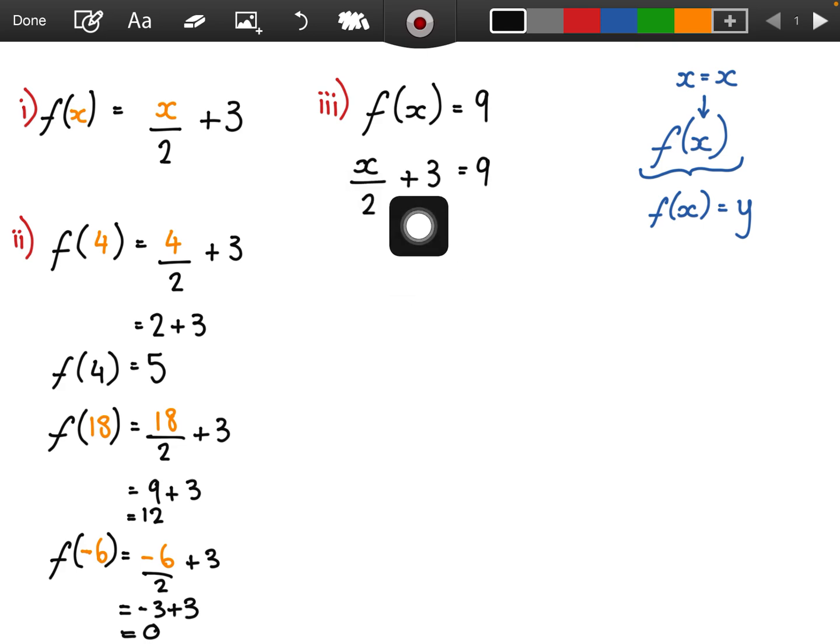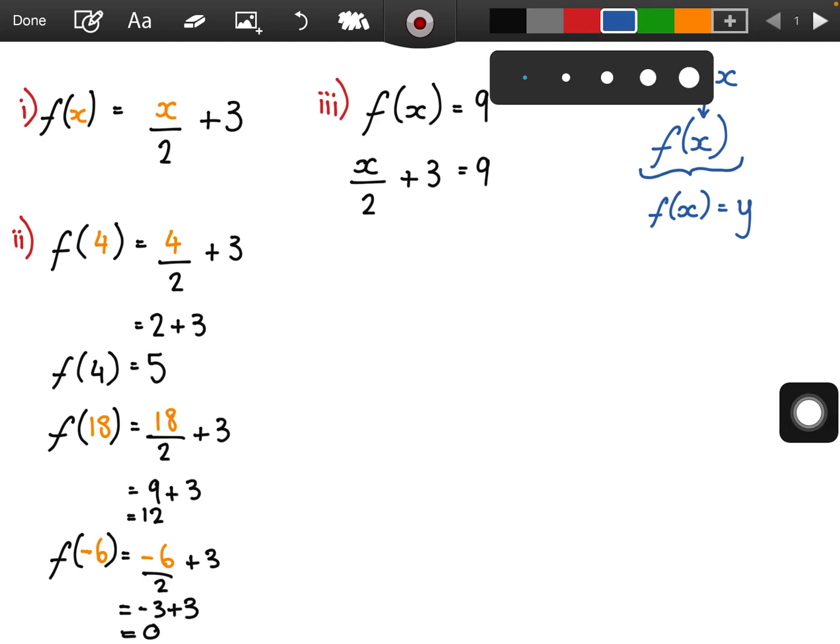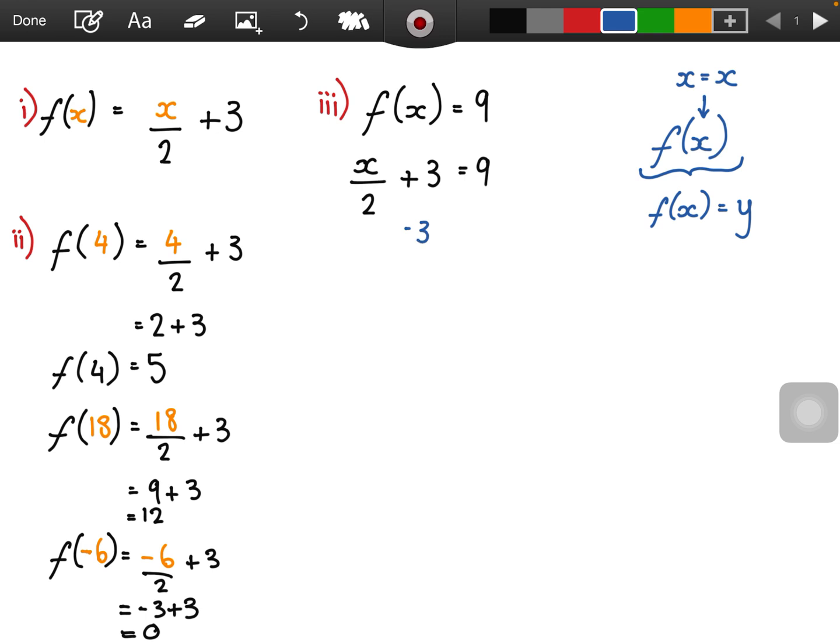Over here, I'm letting the full function equal to the number that they gave. Now that I have this, all I need to do is figure out what x is. So we know how to do that. That is back in our first chapter of algebra.